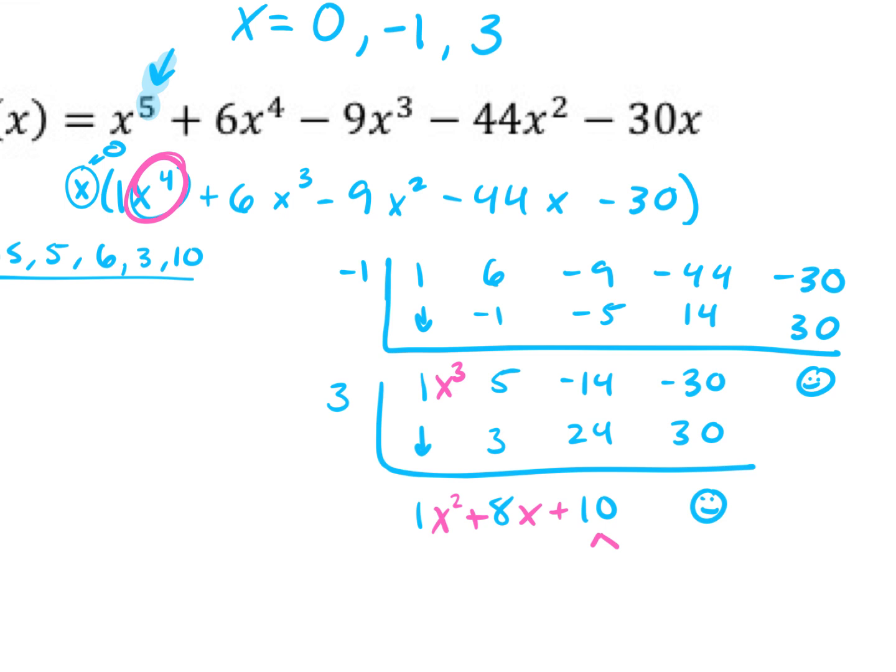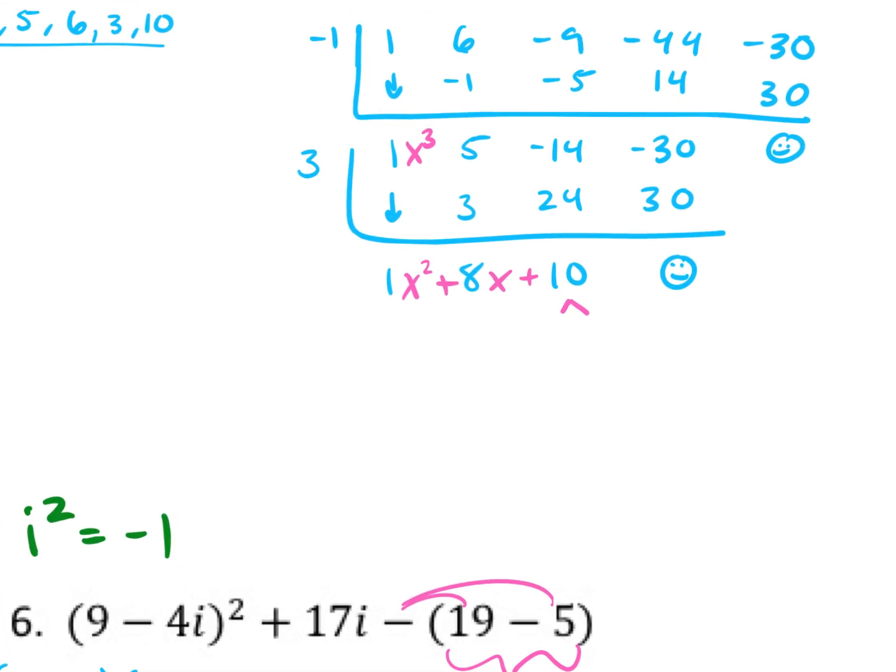No. So what do we do if it doesn't factor? Quadratic formula. So to find our remaining 2 zeros, we have to use the quadratic formula. So -8 plus or minus the square root of b squared, so 64 minus 4 times a times c, so minus 40, over 2 times 1, so 2.